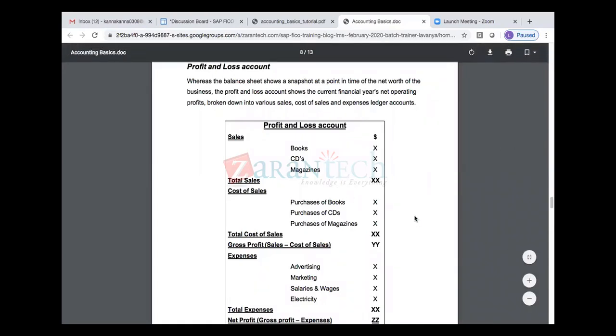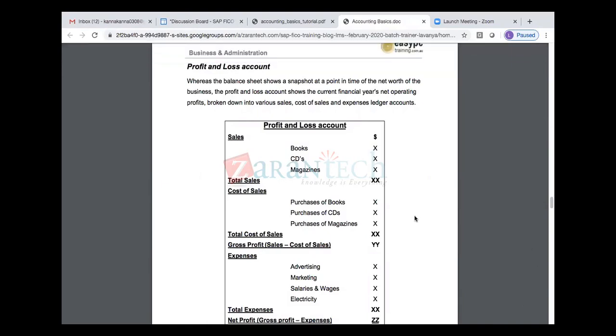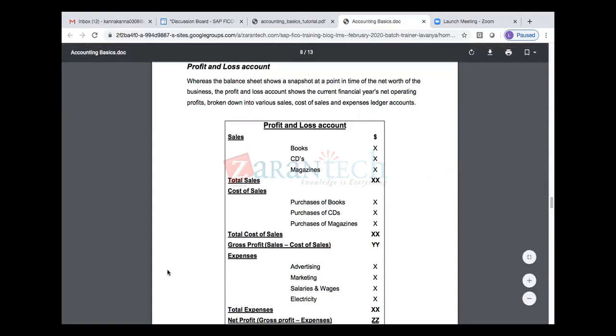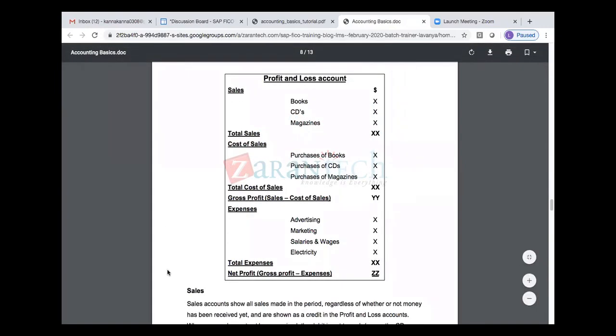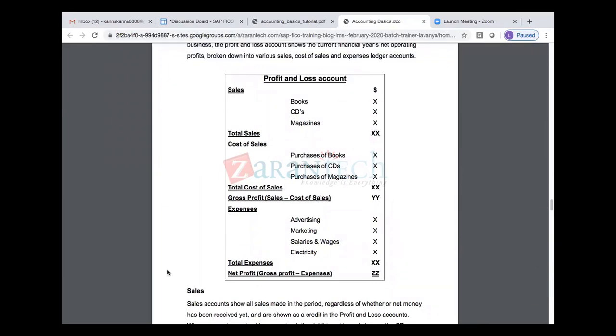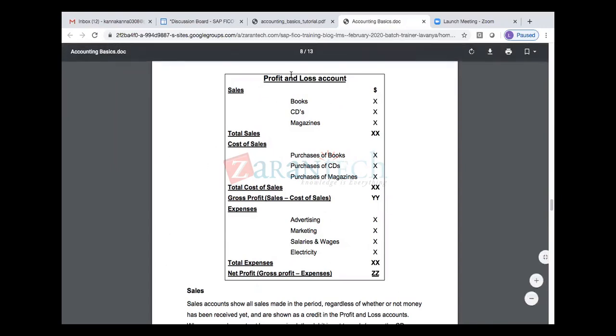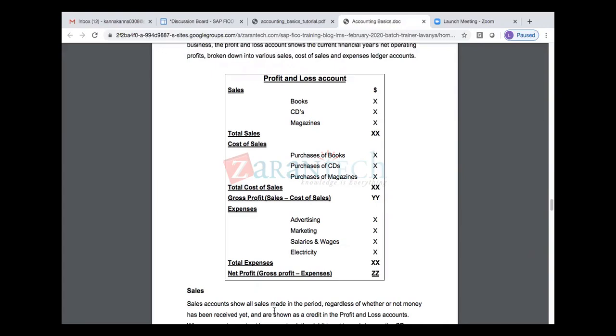So with the help of profit and loss statement, you will be able to know the net profit. Now net profit means the difference between the income and also expenses is called the net profit. So net profit you will be able to understand from the P&L. Now, this is done every month end. Every month end you will be preparing this profit and loss. Now, next is the balance sheet.